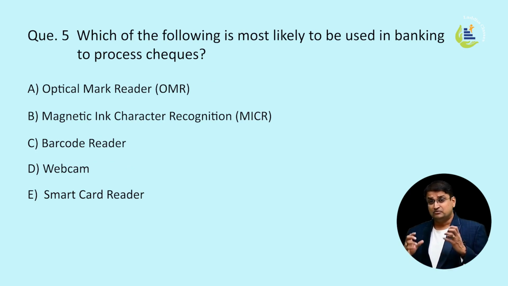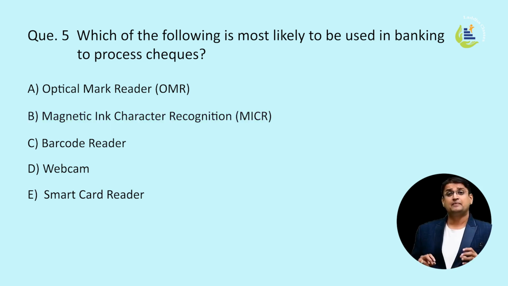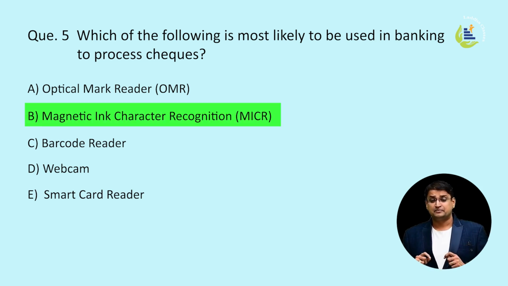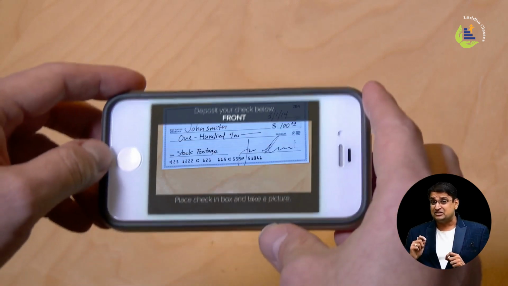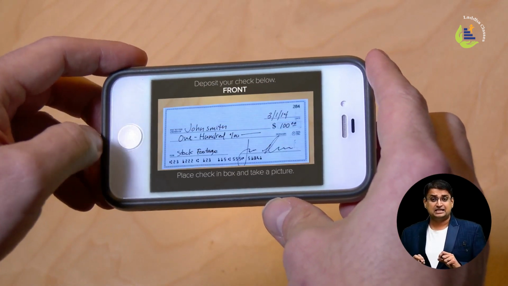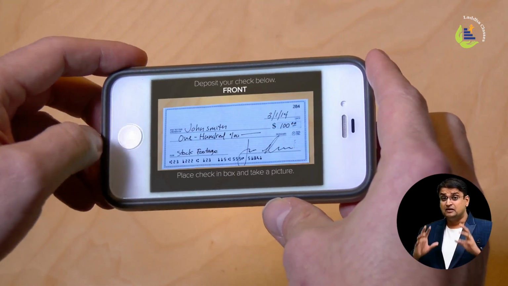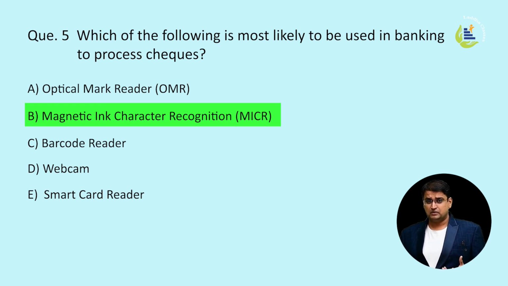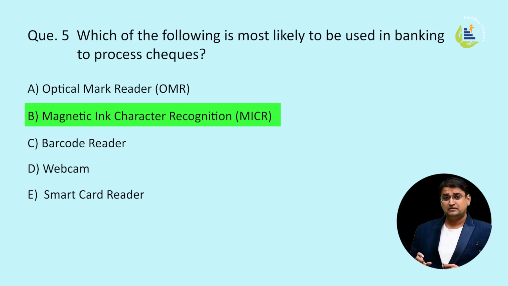Question 5. Which of the following is most likely to be used in banking to process checks? Options are optical mark reader, magnetic ink character recognition, barcode reader, webcam, smart card reader. Correct answer option is B, magnetic ink character recognition. Because MICR is specifically designed for reading the magnetic ink used in check processing. OMR is for reading marks, barcode readers for barcodes, and webcams for video capture, not check processing.